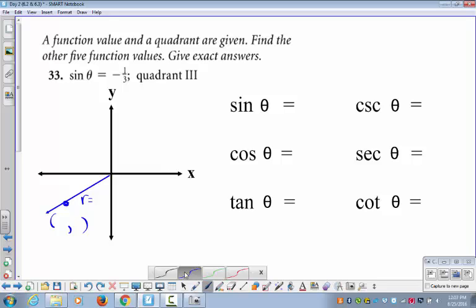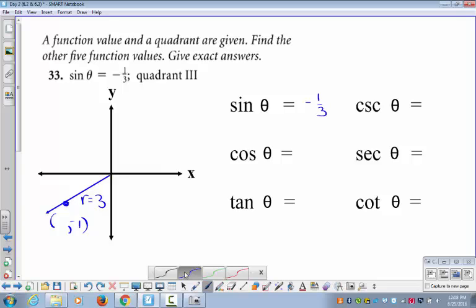Anyone choose an R value yet? 3? So you said positive 3? Yeah. Okay, so I've heard a positive 3 chosen for R. And what does that make your y coordinate? Okay, so does that match with what some of you are thinking? We know that sine is y over R, so we know that's negative 1/3. That's given. Does that match for everybody?